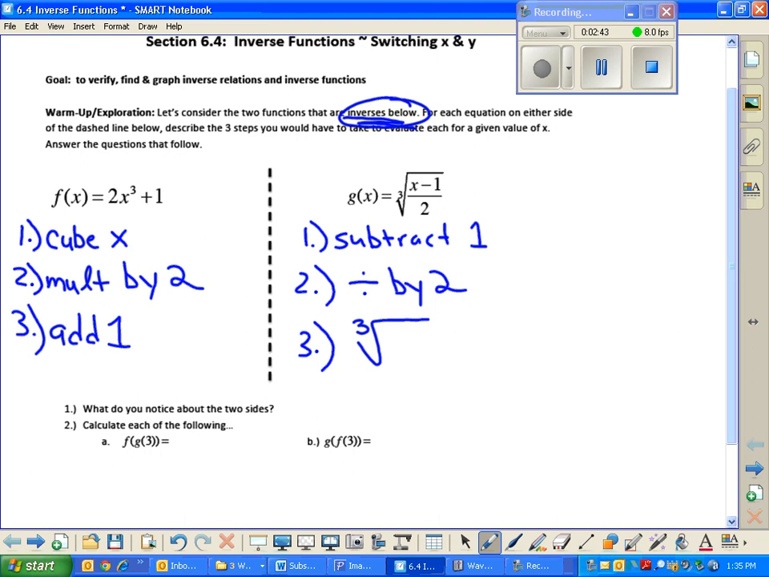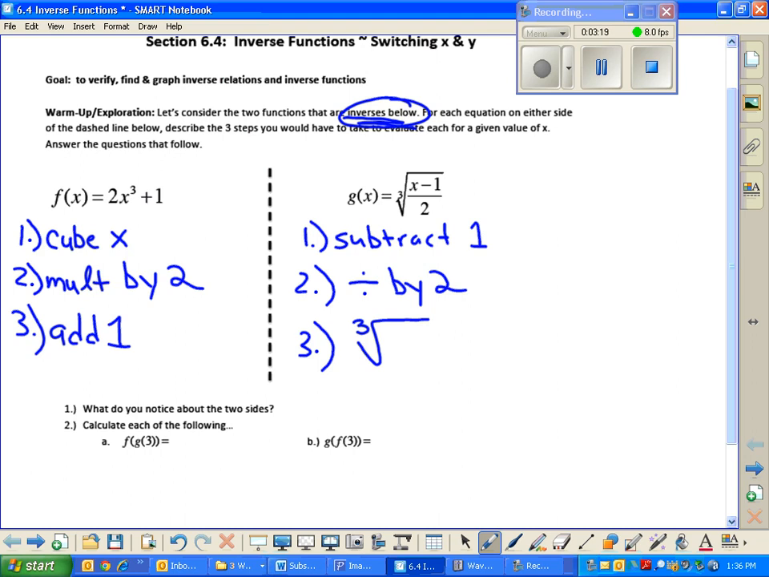Where number 1 was cube x on the left side, number 3 was cube root. And then number 2's kind of line up. We have multiply by 2 and then divide by 2. And then number 3 on the left says add 1, but that matches with number 1. And then I heard you say a word before you started all that. They're opposites. Very good. So not only are they reverse order, but they're opposites with regard to how they work out or evaluate values for x. Do you see that? Pretty neat.